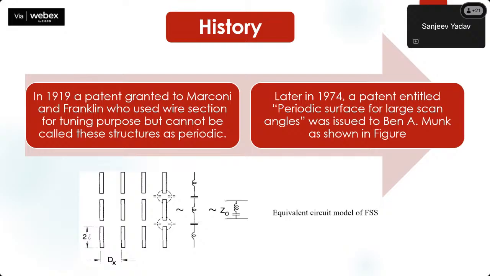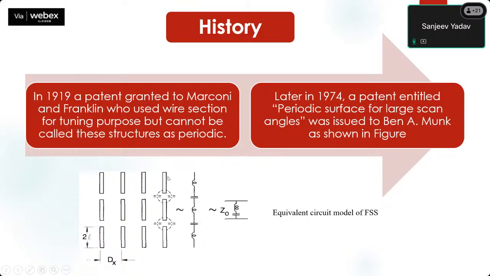Now we come to the history of the frequency selective surface. In 1919, a patent was granted to Marconi and Franklin, who used a wire section for tuning purposes, but these structures cannot be called periodic. Like this, you can see here. Later in 1974, a patent entitled Periodic Surface for Large Scan Angles was issued to Bennemonk, as shown in this figure. In this figure, you can see that the periodic structures are there.